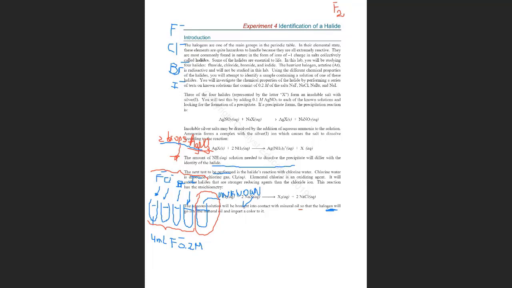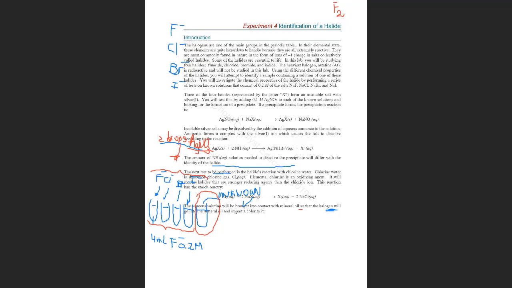Now, how are you going to recognize? You already know that if it's fluoride, you won't have any solid. But if you have a solid, you will look at the color. There is not much difference, but they will give you that data. So if you have chloride, the precipitate is white.